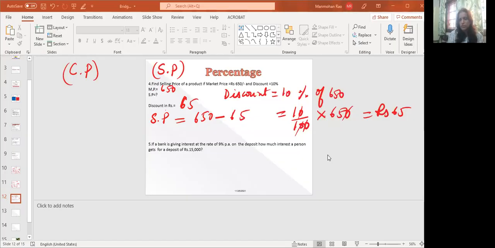So it is 650 minus 65. That is your selling price. The selling price is how much here? I think most of the people have got the answer, 585 rupees. Okay, so this is the general day-to-day life problem, 585 rupees. 650 minus 65 is equal to 585. Hope you have understood. These are the types of problems, totally financial problem where you come across in day-to-day life.